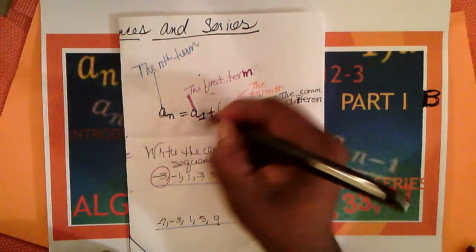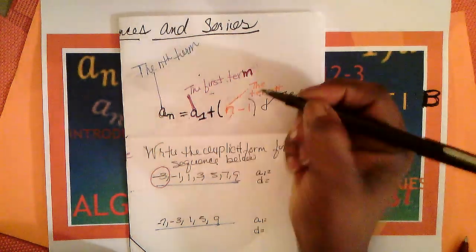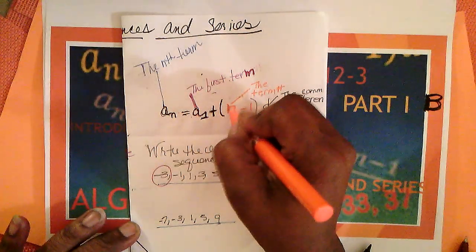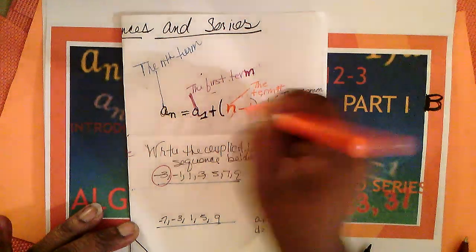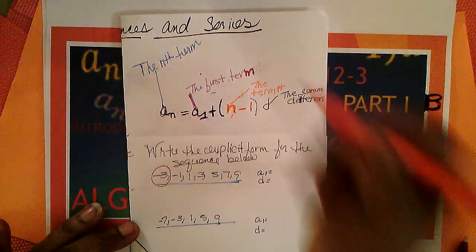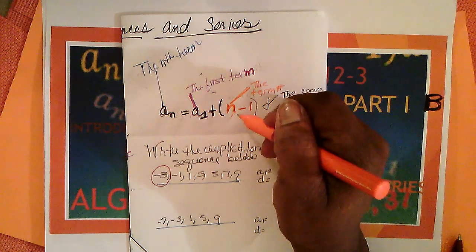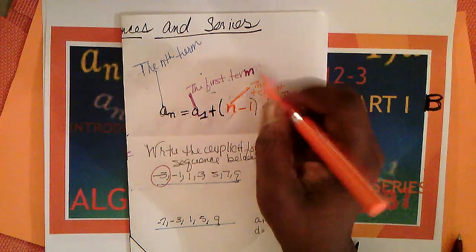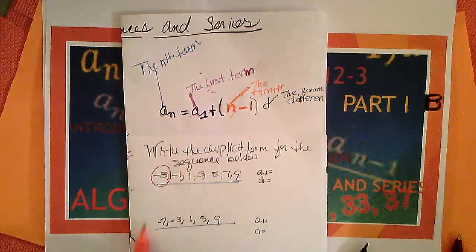So next we have a to the 1 plus parentheses n minus 1. Now, the n represents the term number. So we have the term number minus 1.